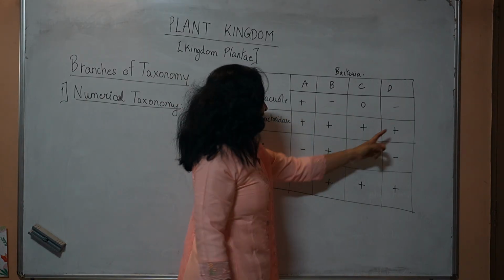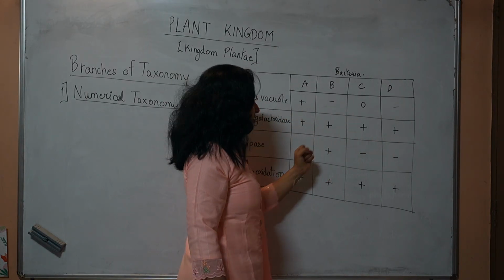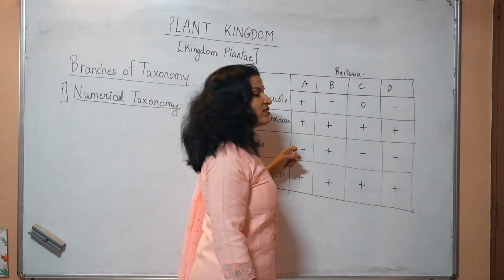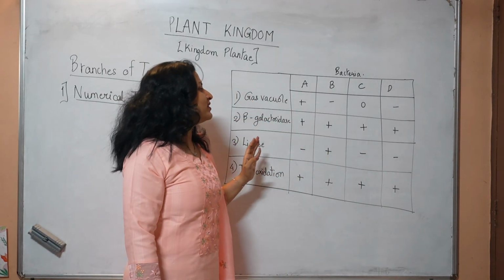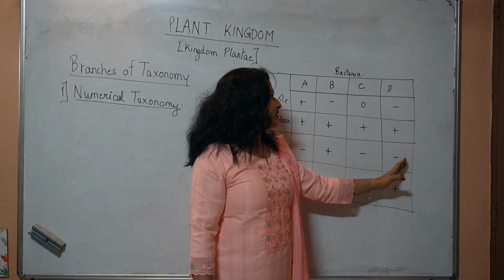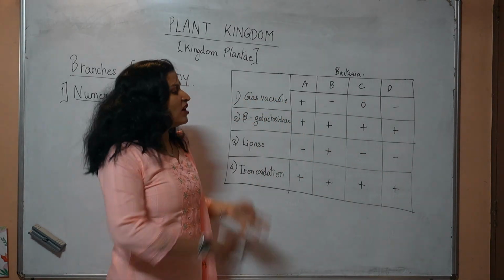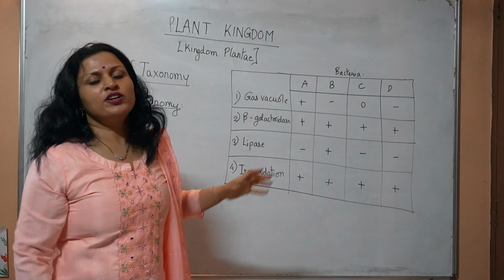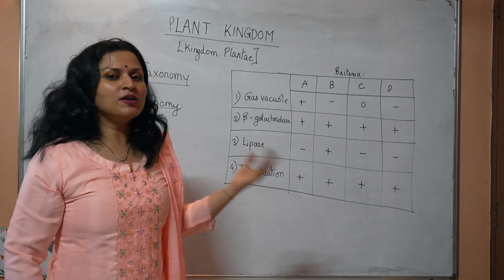Because 3 features are similar, only one there is a difference. For B, only 2 features are matching with A. So who is more closely related to bacteria A? It's bacterium C, followed by D and then B. Now imagine if there were hundreds of characters like this. Would it have been easier for you? No. That's why computers are used.